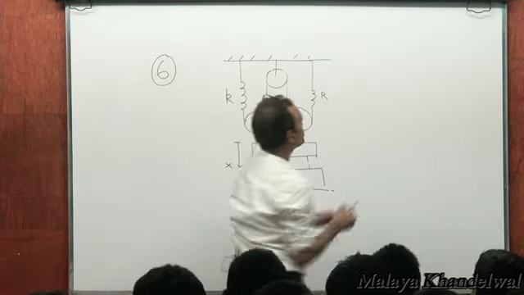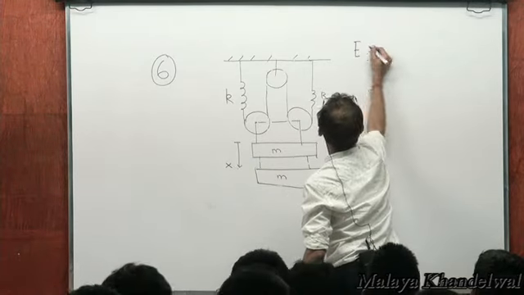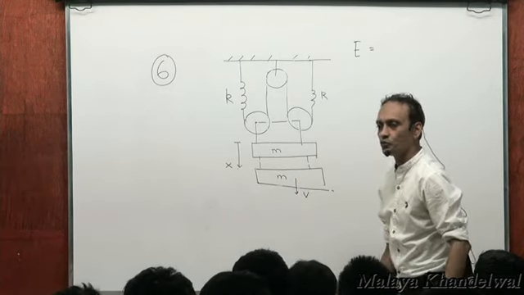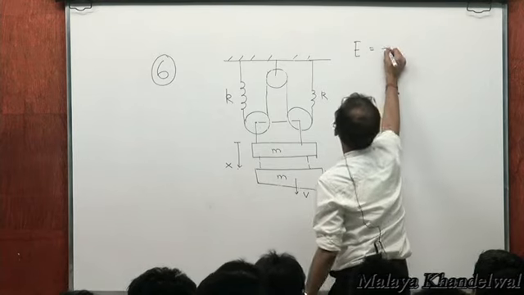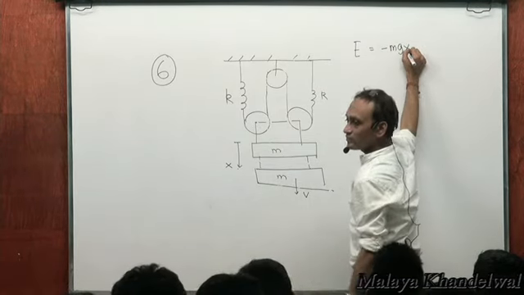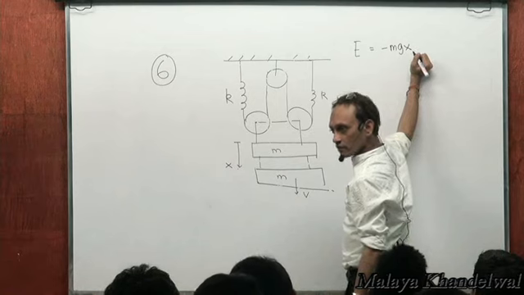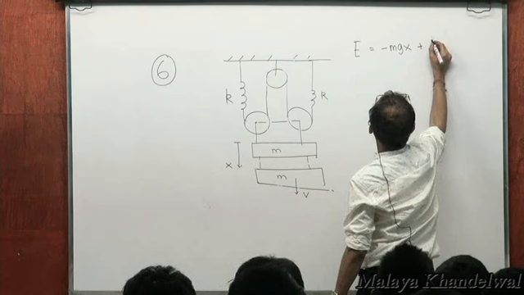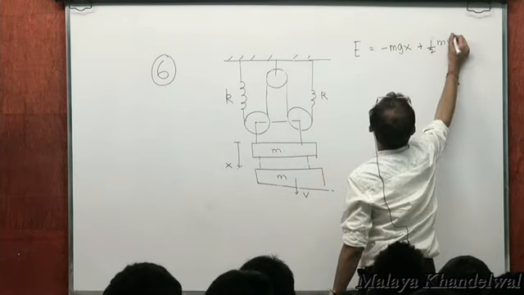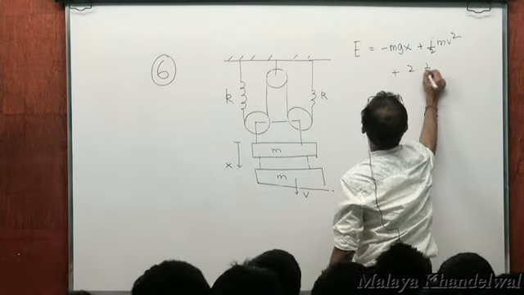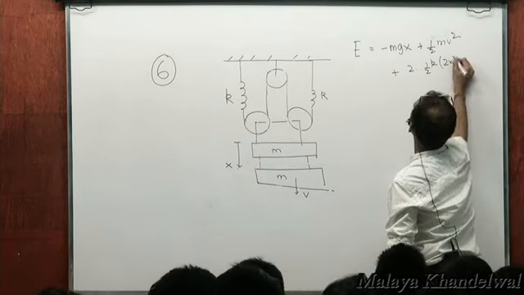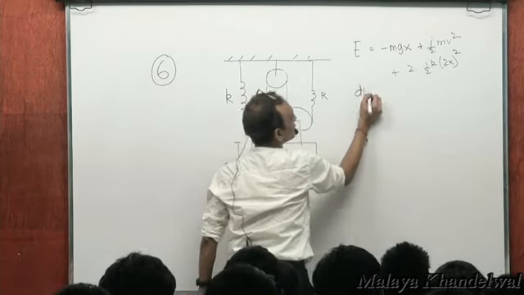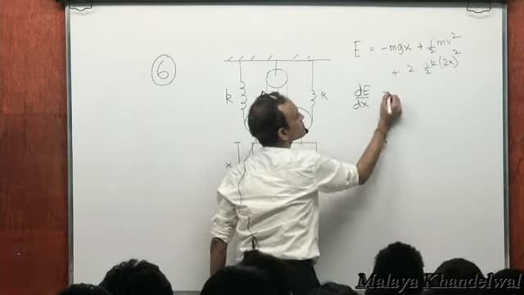Now the energy expression, say by the time the mass descends by an amount x, it has developed a velocity v. So what's my energy expression? Minus mgx, plus half mv squared, plus 2 springs, half k into 2x whole squared. That's the energy expression. All that you need to do is dE/dx equal to 0.